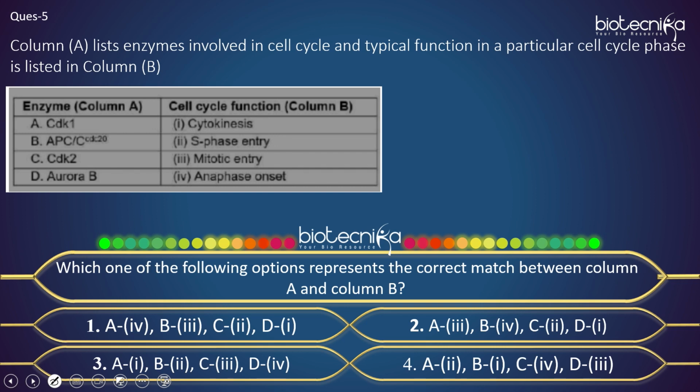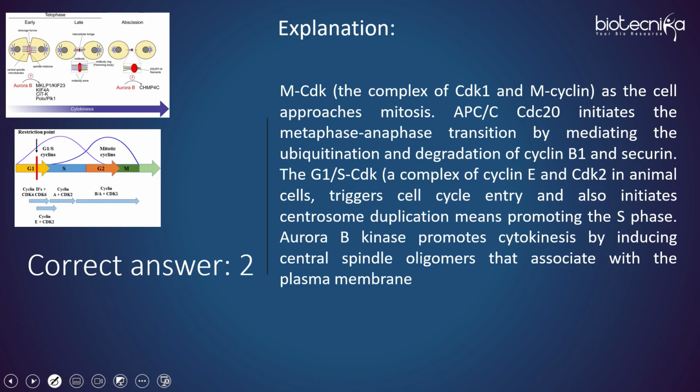So again, here you have to match the column like enzyme and it is asking for cell cycle functions. So again, we'll come to the diagram and we'll see first. So here whatever I have explained in the next question is asked here itself. So G1 phase is maintained by cyclin D along with CDK4 and 6. So this arrow is for maintaining the cell in the G1 phase.